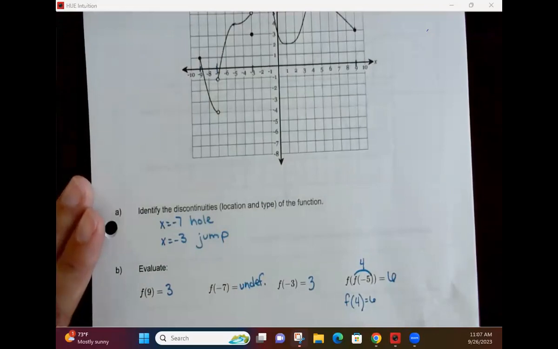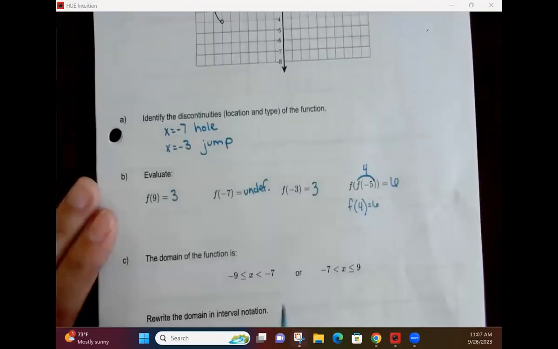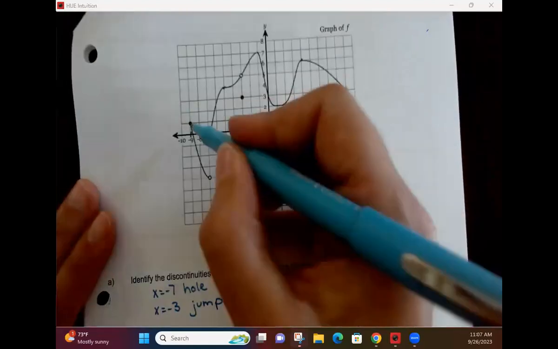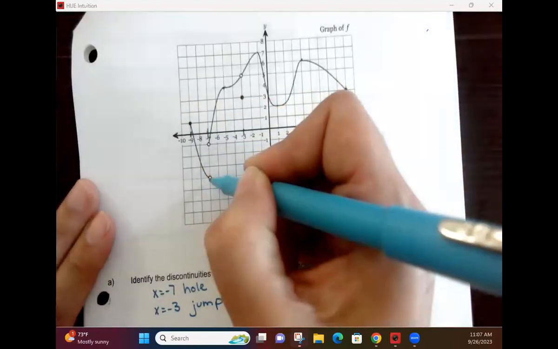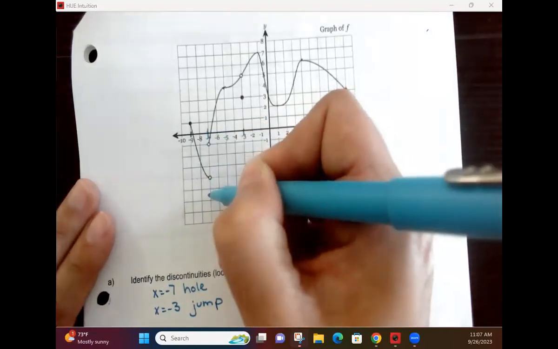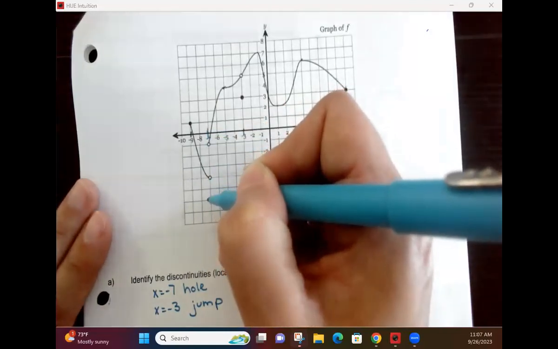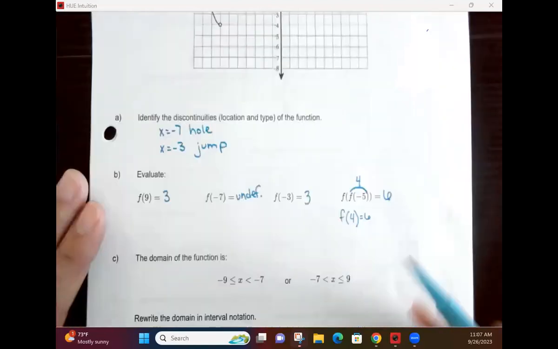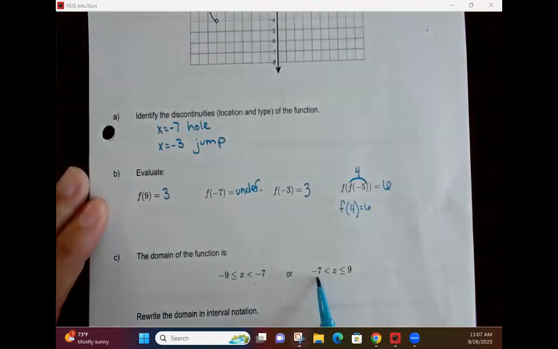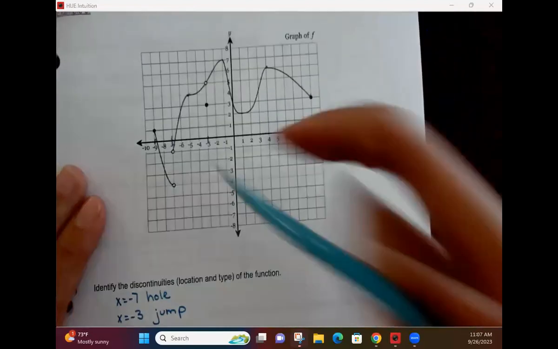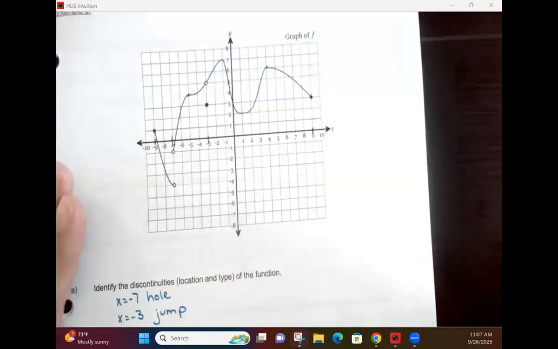And then again, we have our domain given to us in inequality notation. So from -9, and including -9, we could be equal to -9 up to -7. So -9 up to -7. We have a hole at -7, so I cannot include -7 in the domain. I have to separate it. Okay. And then -7 up to +9 and including +9. So -7 up to 9.